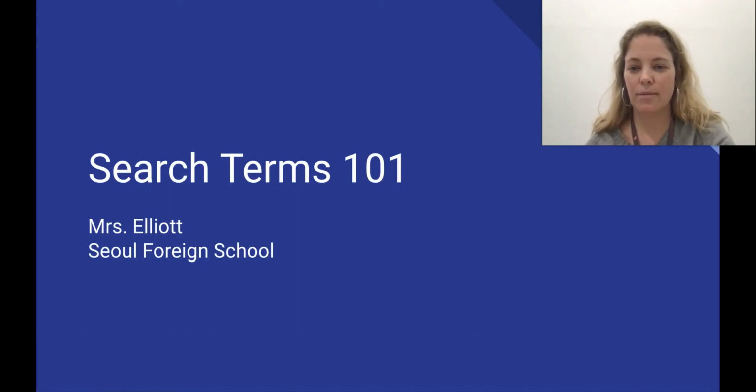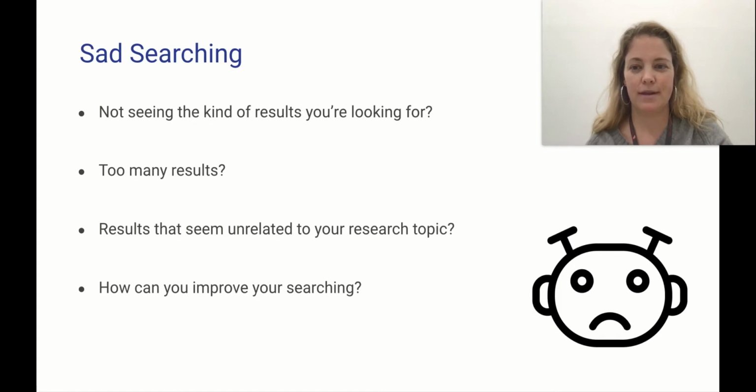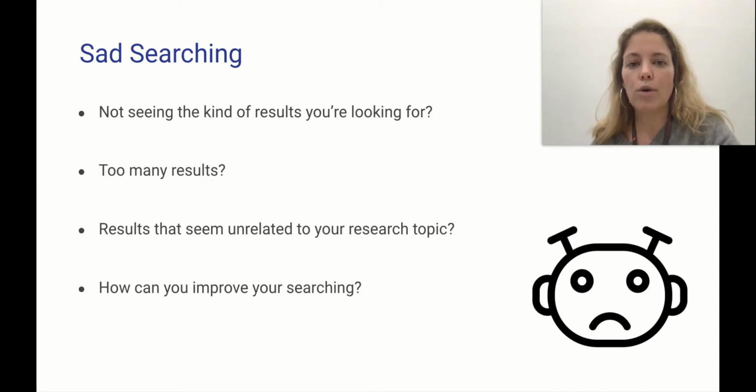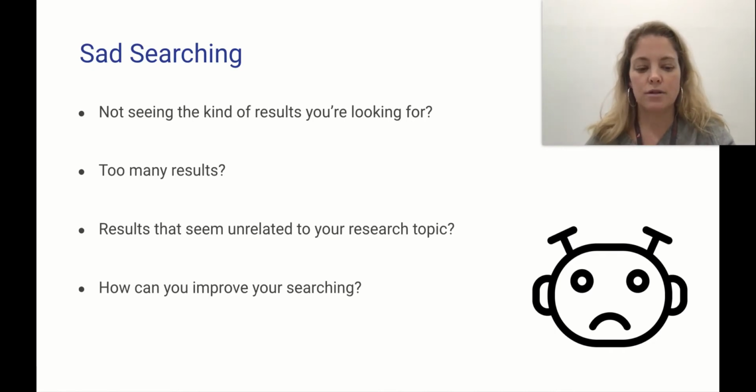Today we're going to talk about searching, some tricks to help you improve your online searching. This is something I call sad searching. Probably has happened to all of us. You are trying to do some online searching and you're just not getting the results that you're looking for. Often it's too many results, maybe a million, like in Google, or the results that you're getting are not related to your actual topic. That's a really common problem. So let's talk about how you can improve your searching.